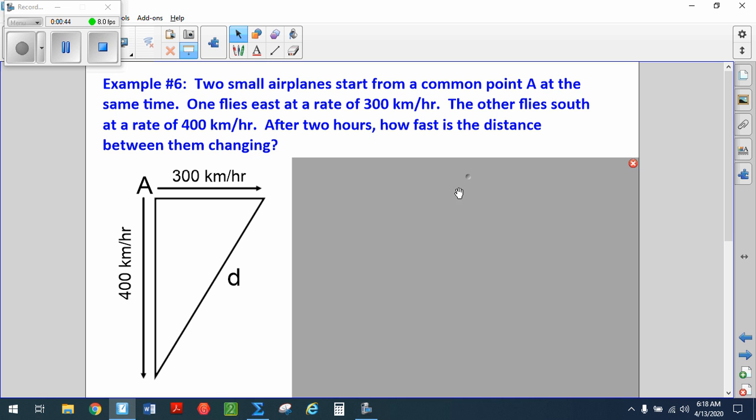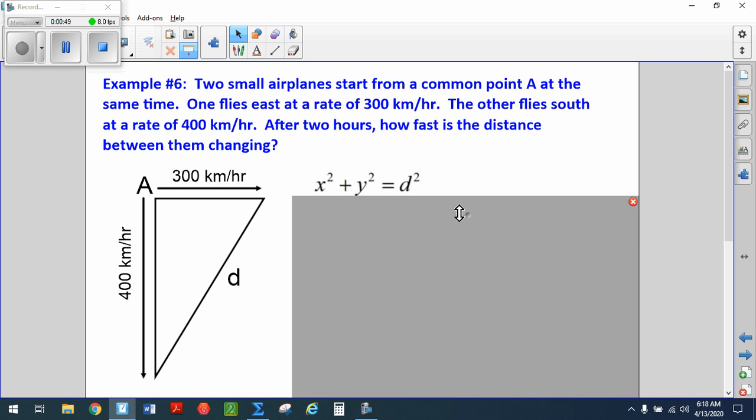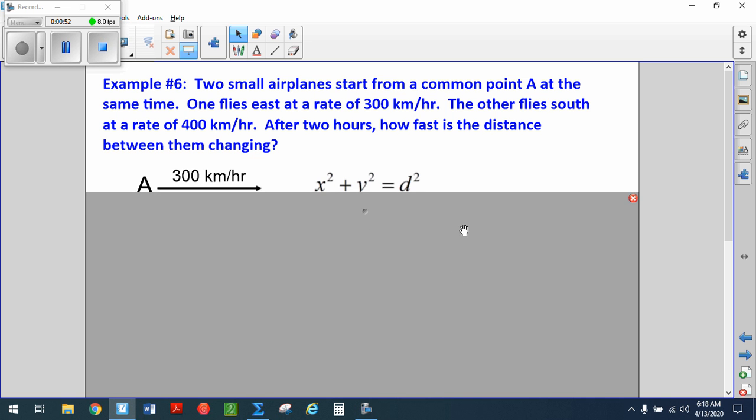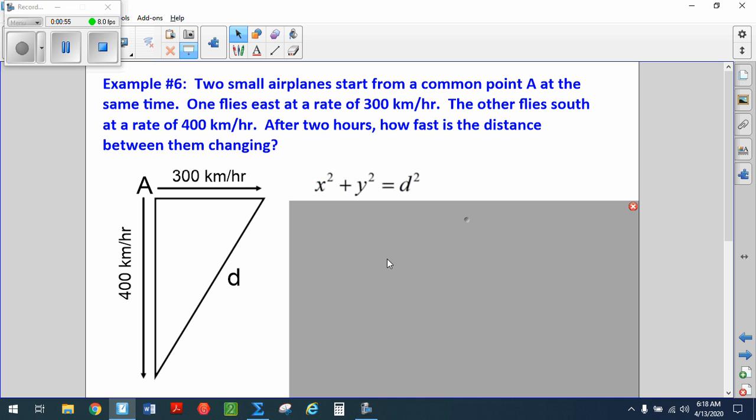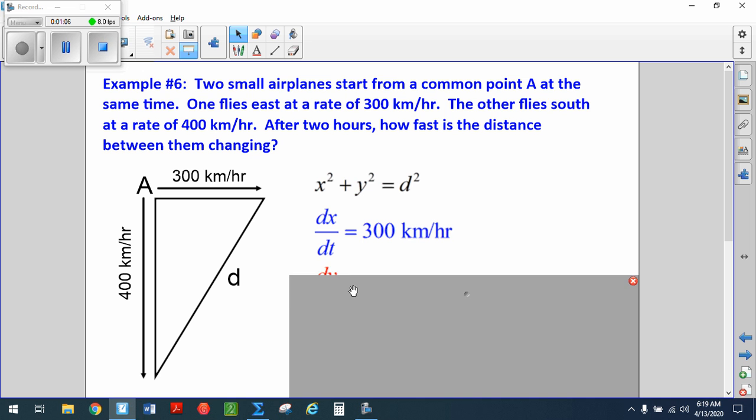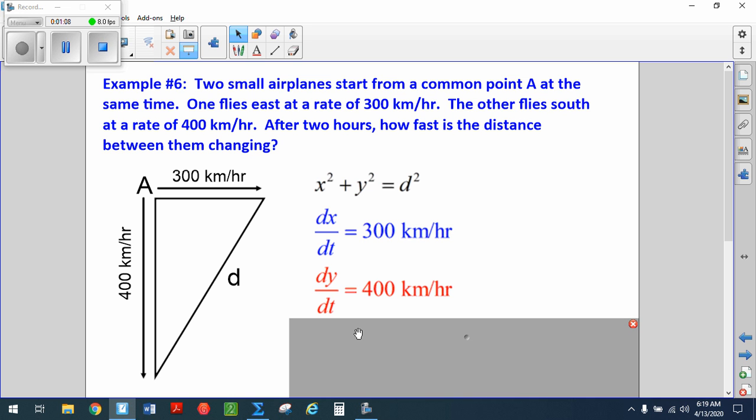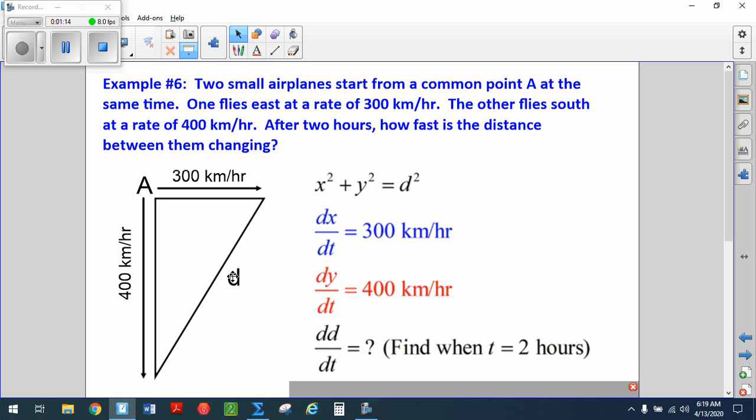So, I need an equation relating all the stuff I have. Since we have a horizontal distance and a vertical distance, we'll just call those x and y. So it's Pythagorean theorem, right triangle, x squared plus y squared equals d squared. I have dx/dt, that's 300 kilometers an hour. I have dy/dt, it's 400 kilometers an hour. And I want to find dd/dt, the derivative of the distance with respect to time, specifically at time equals 2 hours.